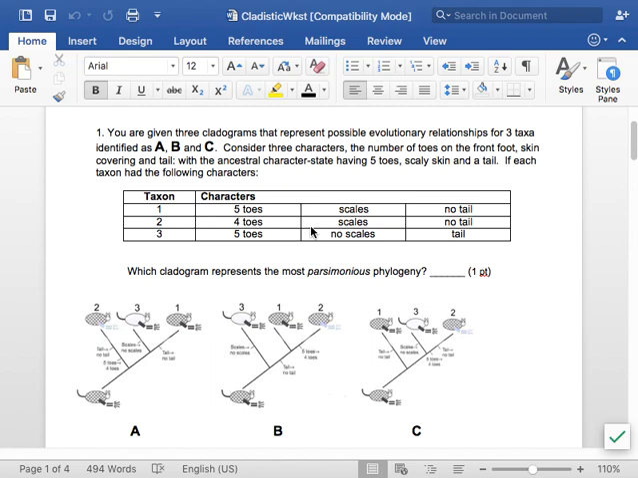So, what does parsimonious mean? Parsimonious. Oh, that's the one. Is it the one where they branch off the least? Yeah, they branch off the least. So that's B. Yeah, so it's going to be B.